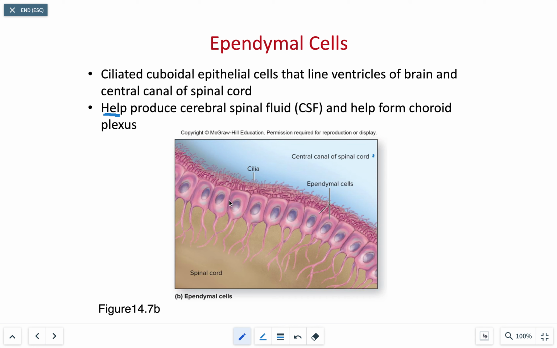So we see these ependymal cells located along the central canal of the spinal cord, or in the ventricles of the brain, and they help in the production of cerebral spinal fluid. When we have a group of ependymal cells grouped together, we consider that to be called a choroid plexus.